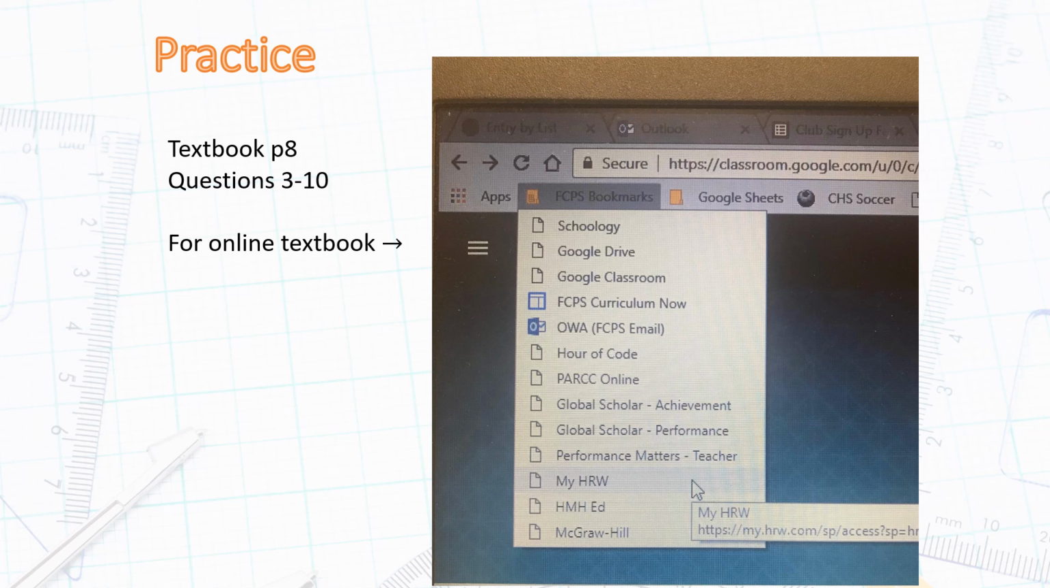All right, so the next bit of practice we're going to do in class is on page 8 of your textbooks. You'll be using questions 3 through 10. You can access your textbook online if you would like. Go to your FCPS bookmarks and then the My HRW. You should be able to find our textbook there. You're looking for the Algebra 1 textbook. We're at the very beginning, so Unit 1, Module 1, and you go through the options until you find the right page, and then you can copy them into your notebook. I recommend using the textbook in class. You should have a textbook assigned to you, or it's still sitting on the shelf waiting for you to pick it up. So you can just grab a copy, use it, and then put it back if I haven't assigned them yet.